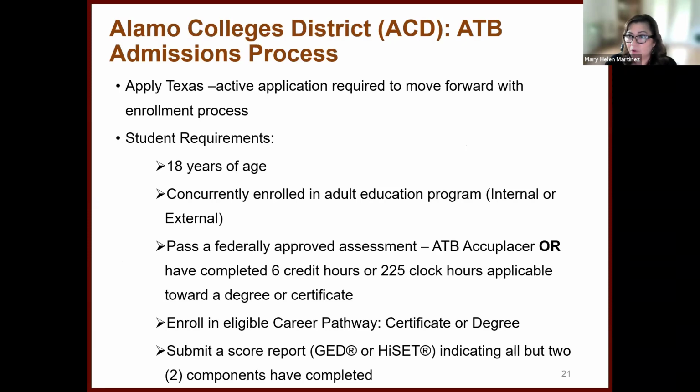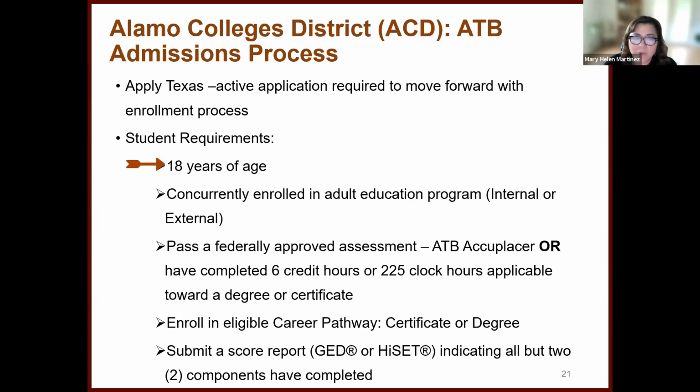We had an admissions process that didn't take someone without a high school diploma. So we had to go back to all 5 colleges. And just a quick background on Alamo Colleges District, we have 5 independently accredited colleges. Our Banner system is 1. So they redid the Apply Texas, and now our ATB students are to fill out the Apply Texas in order to move forward with the enrollment process, but now it does take someone without a high school diploma.